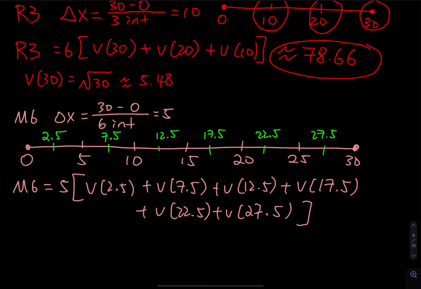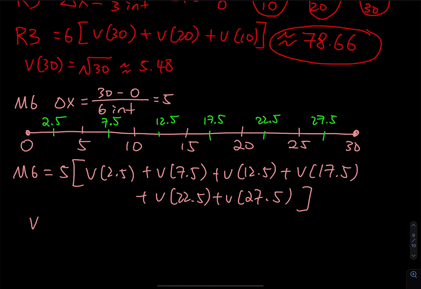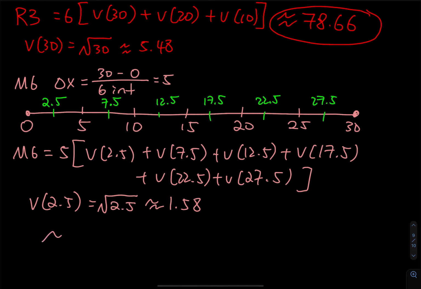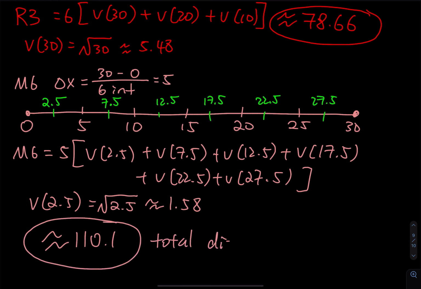And then let's do a sample evaluation. So when t is equal to 2.5, all you have to do is take the square root of that, so that is equal to the square root of 2.5, which is approximately equal to 1.58. I use 2 decimal places, so if you do the math right, the final answer I have is around 110.1. And then this is the total distance traveled.